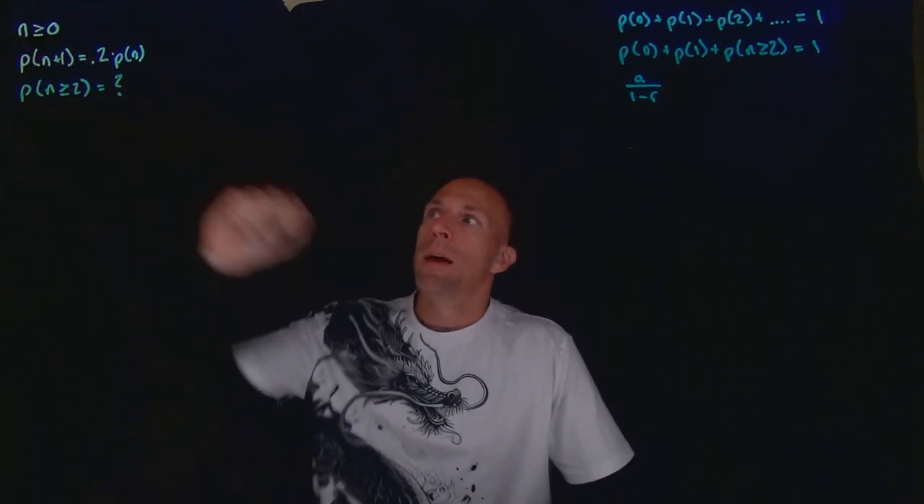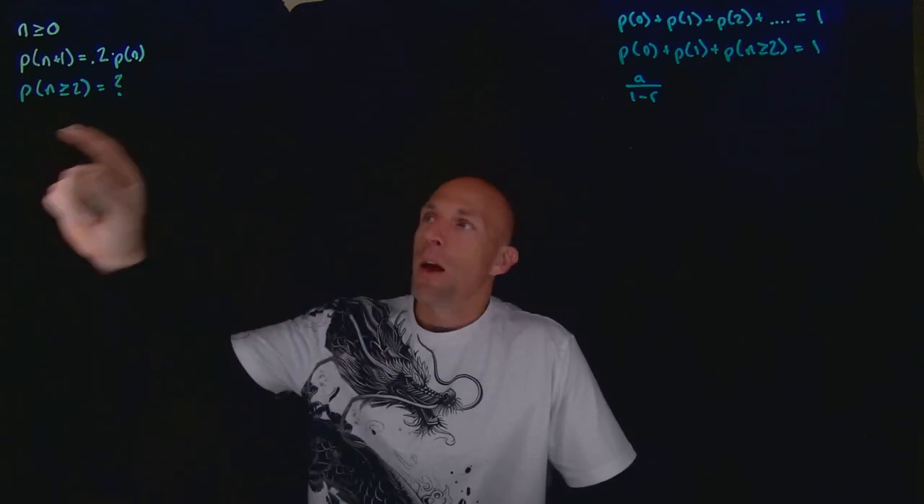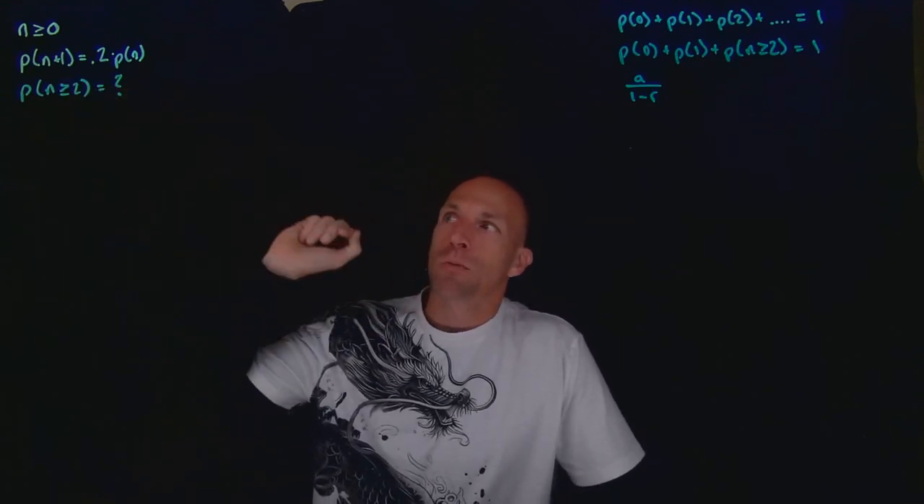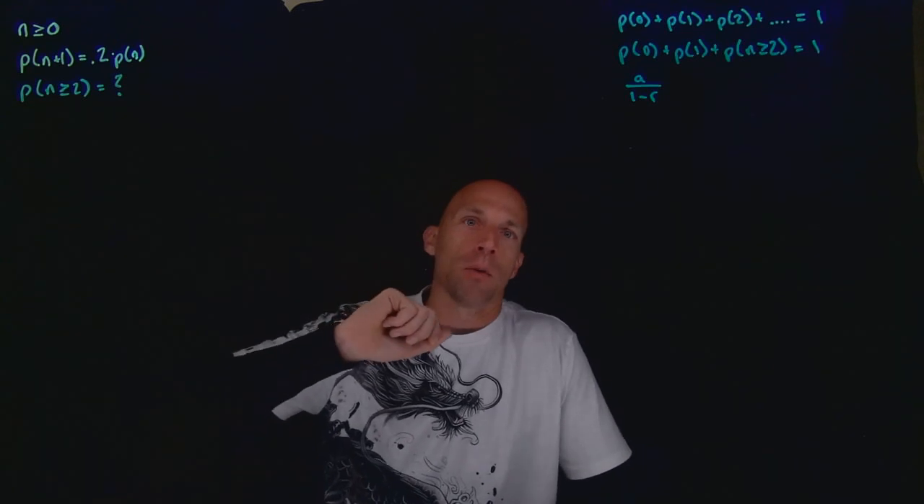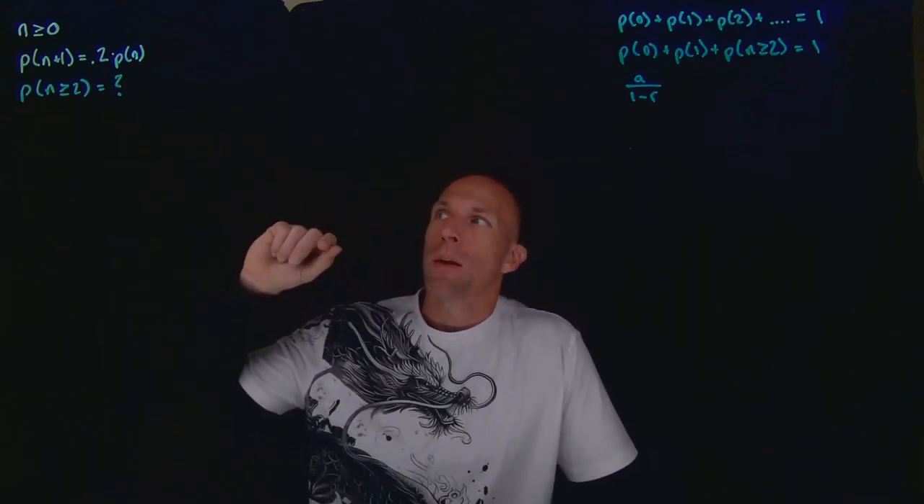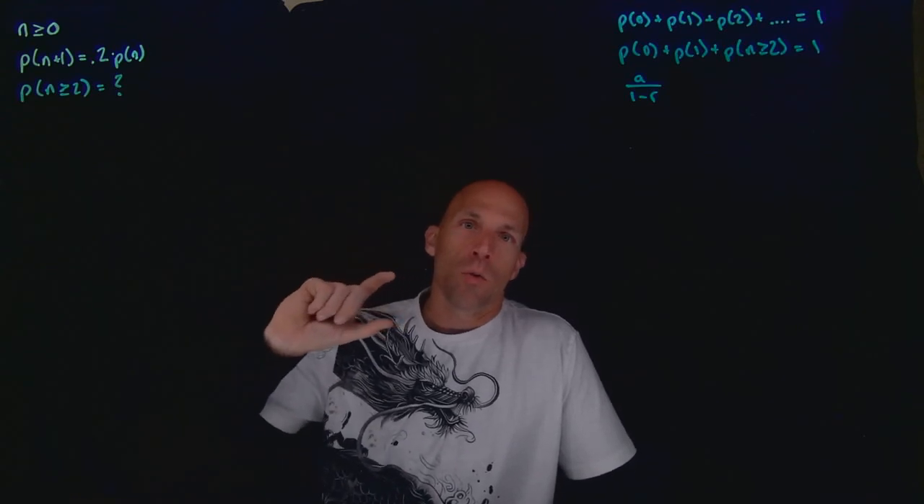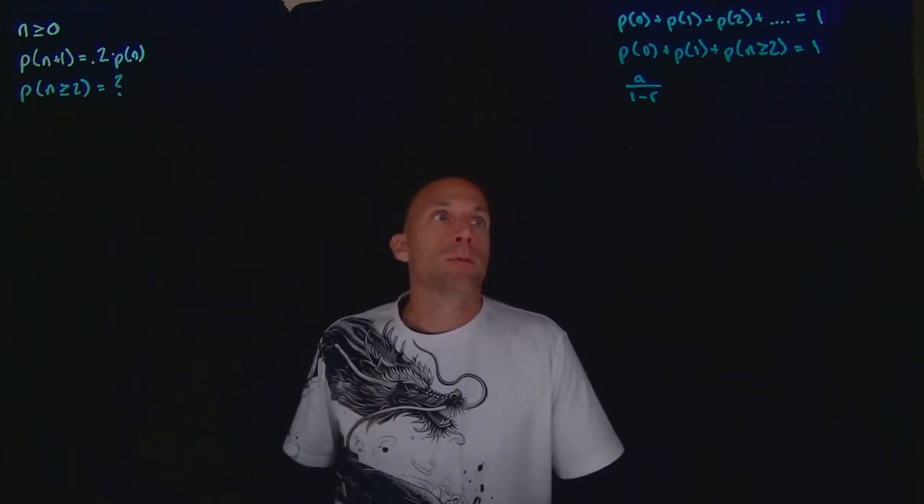We're given n is greater than or equal to 0. That is our number of claims. And we're given that the probability of n plus 1 claims is equal to 20% times the probability of only n claims. And we're asked to find the probability that a customer files more than one claim, or in other words, 2 or more claims.